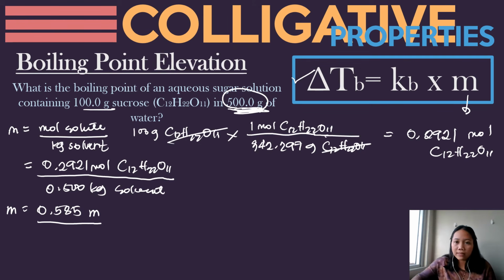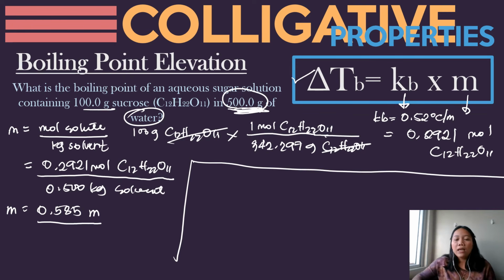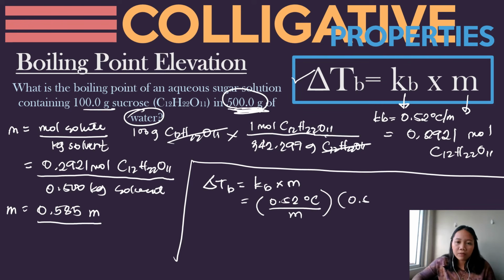Okay, so can we proceed now to our formula? Yes, so let's identify first, of course, what is your solvent in the problem. The solvent in the problem is water. So we know that your Kb value is 0.52 degrees Celsius per molal. Okay, so we can now proceed directly to the equation. The change of your T sub B is equal to K sub B times your molality. So your K sub B is 0.52 degrees Celsius over molal times the molality, which is 0.585 molal. So you can cancel the molal.